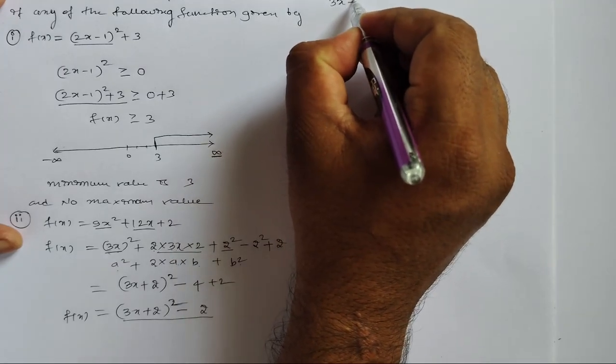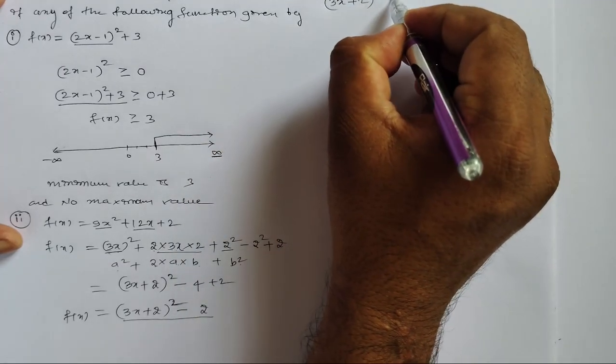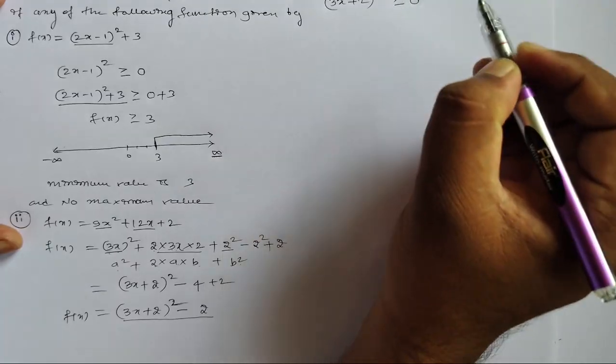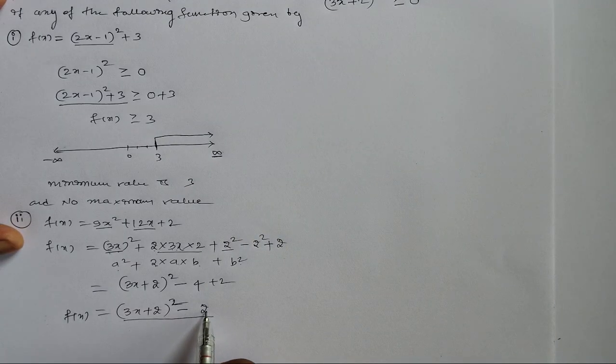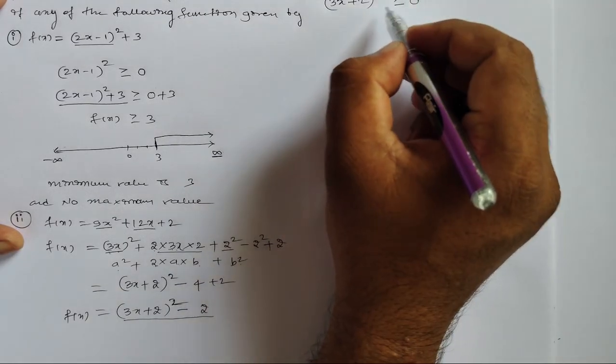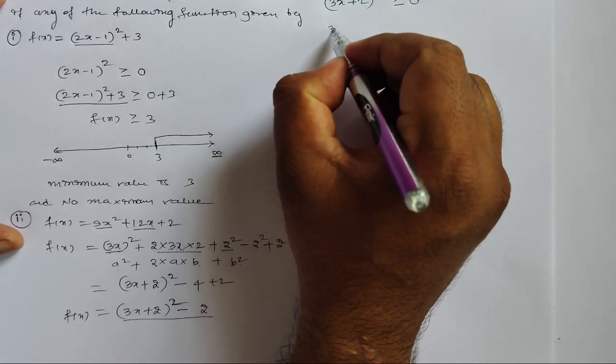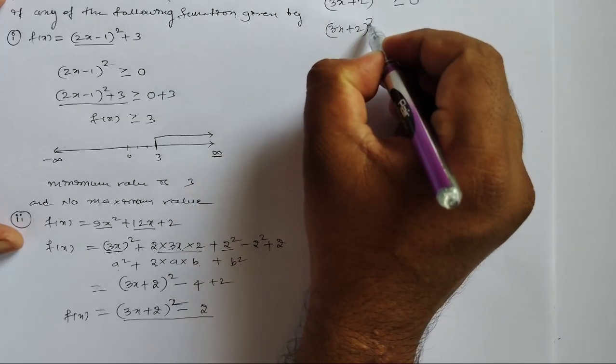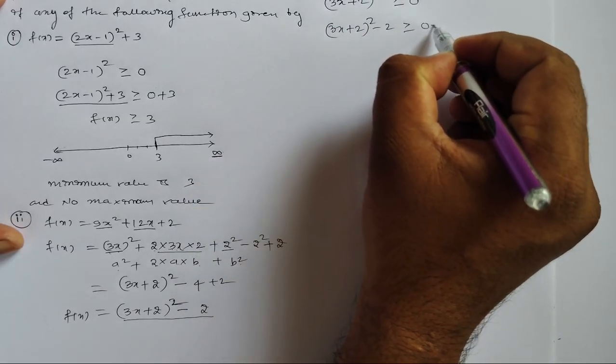3x plus 2 whole square. Square becomes what? Always greater than or equal to 0. Okay, see here, minus 2 is there. Subtract 2 on both sides. 3x plus 2 whole square minus 2 is greater than or equal to 0 minus 2.